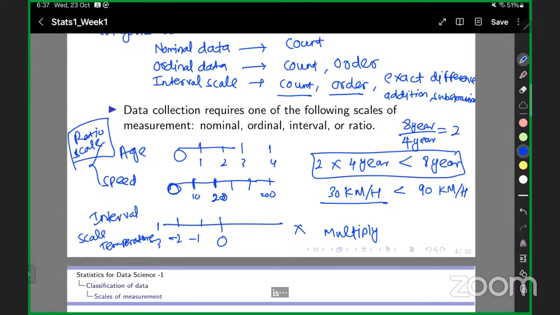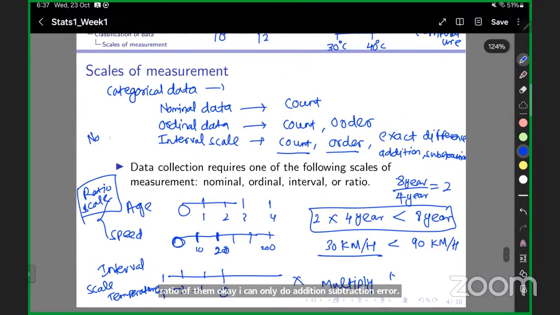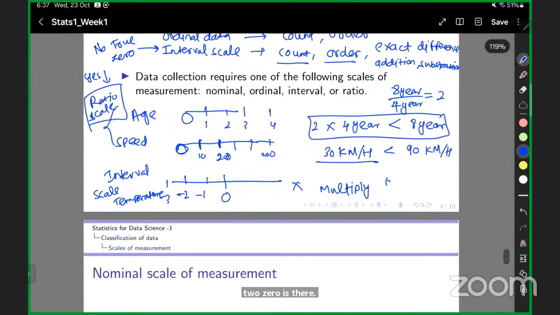We have true zero present, but in interval scale, I don't have true zero present, so I can't take the ratio of them. I can only do addition and subtraction. So I'll write here, no true zero present in interval scale, but in ratio scale, yes, true zero is there. So there are four kinds of scales.